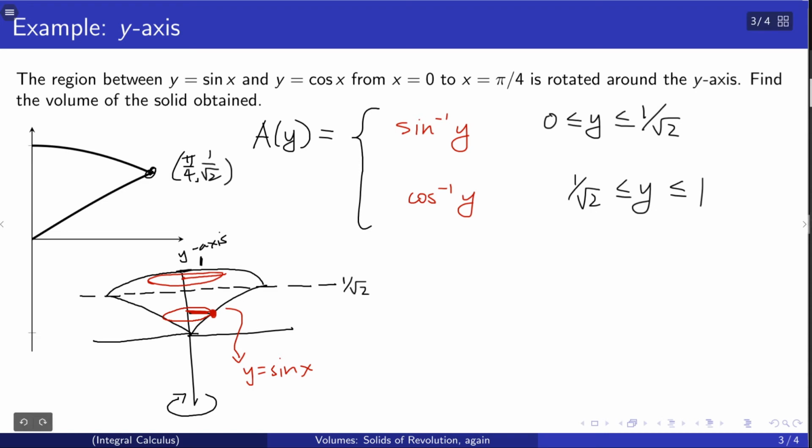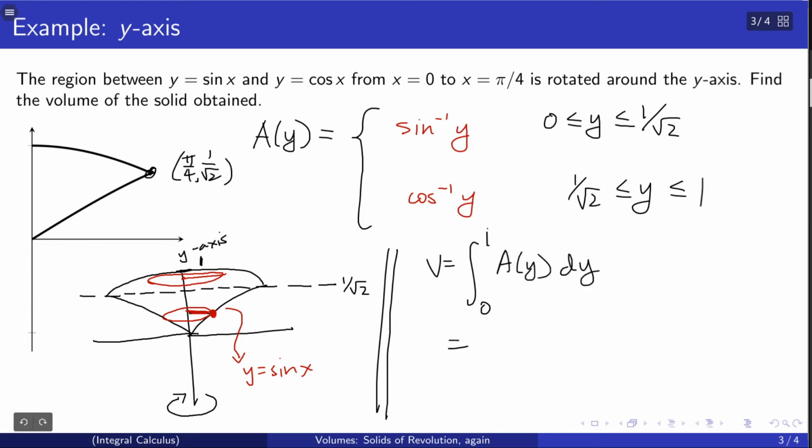And so what's going to happen is when you have to integrate, the volume is, well, it's still 0 to 1 of your area function dy, but your area function is a piecewise function, right? So what that means is you have to split the integral up into 2 separate integrals.